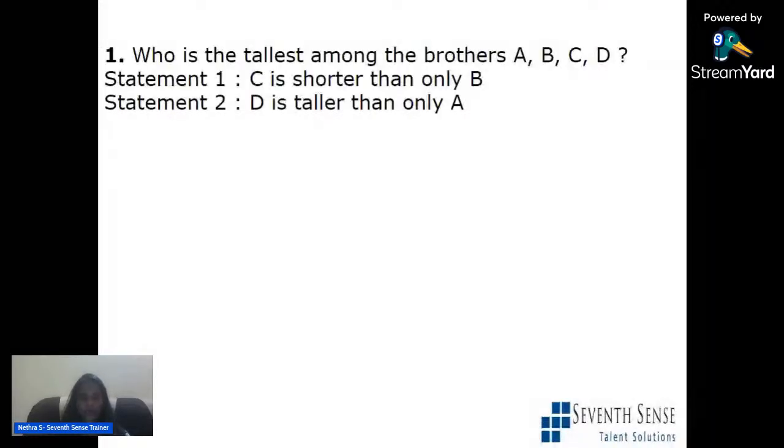So the first question you can see on the screen, that is, who is the tallest among the brothers A, B, C, D? And for this question, statement 1 says C is shorter than only B. So C is shorter, but only than B. And statement 2 is D is taller than only A. So D is taller, but only A is shorter than D. You can read the statements and the question again.